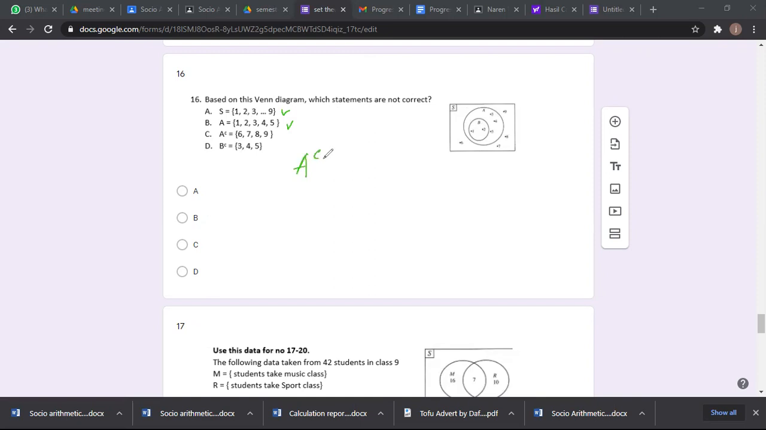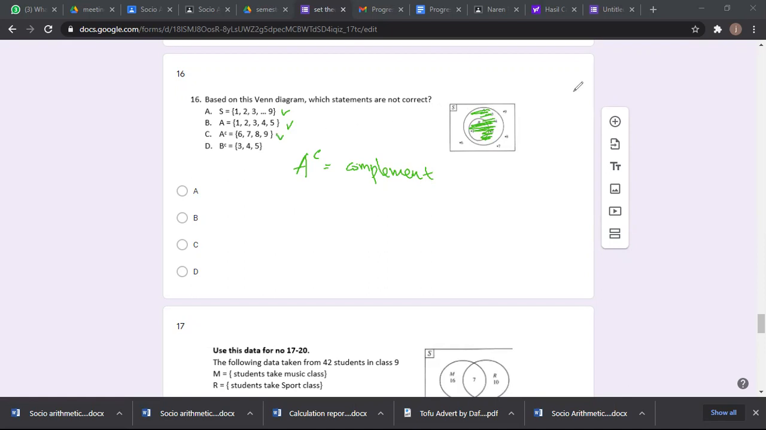What is AC? C is for complement. So if AC, you just look outside of A. So if AC, it means just ignore this circle. So the answer is 6, 7, 8, 9. So this is correct.